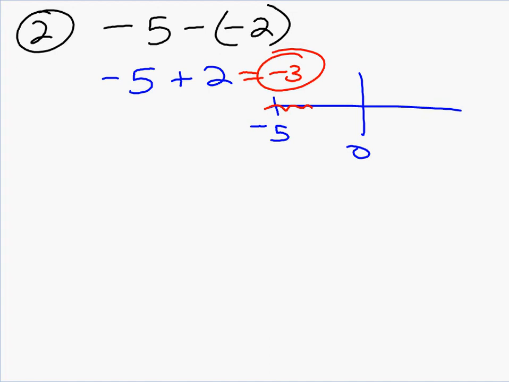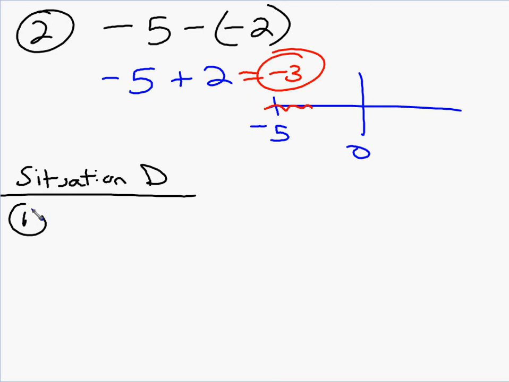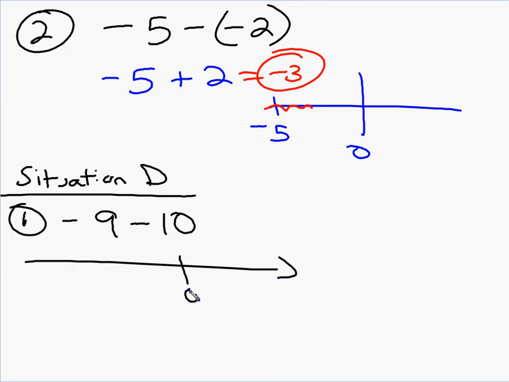Fourth situation, situation D. Here's the first problem. Negative 9 minus 10. This is not snake eyes because I don't have two negatives side by side. You do not rewrite this one. This is a very good problem to count on our number line to help us. Here's 0. Here's negative 9. So I start at negative 9.